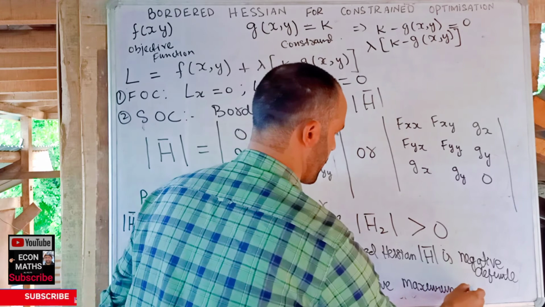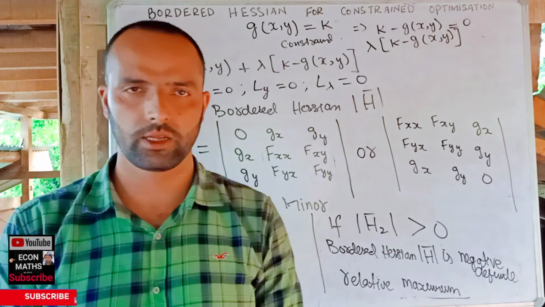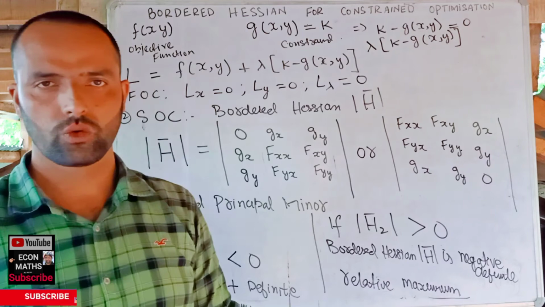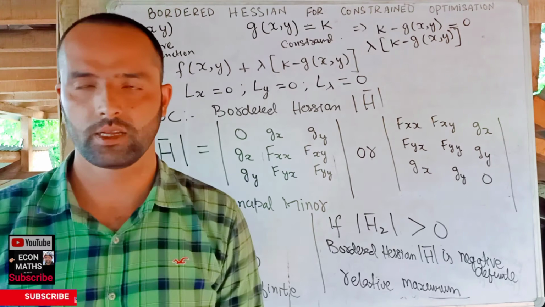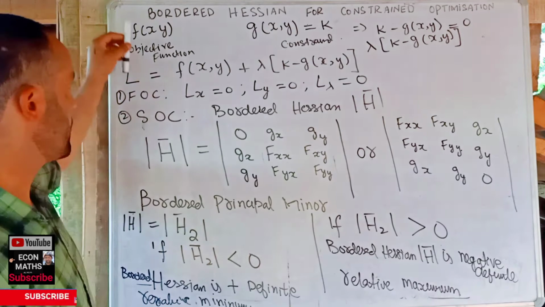So I will repeat here. We were given an objective function and a constraint. When we are given a multivariable function with a constraint, we say we have a case of constrained optimization. We have the multivariable function here and also the constraint. If we were only given a multivariable function, at that time we use only the simple Hessian method, which I have covered in the earlier video. When a multivariable function is given with a constraint, we use the bordered Hessian method.